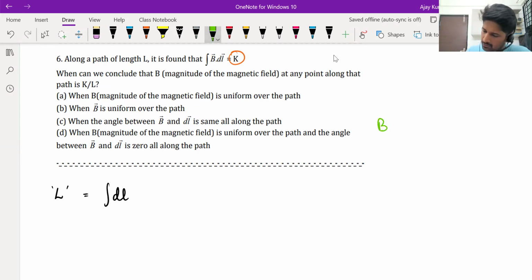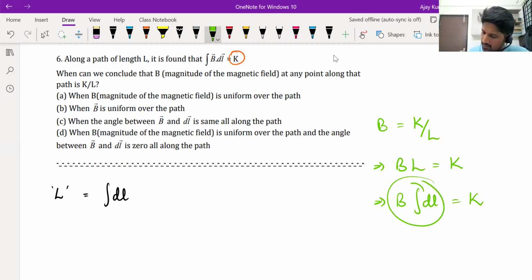Now, if you want B to be equal to K by L, that means BL should be equal to K. That means B integral DL should be equal to K, which means you should be able to get B out of the integral. Then this will be true, right? So now you have to think along those lines. When can we get B out of the integral? Only the magnitude of magnetic field should come out of the integral. And there should be no other terms.